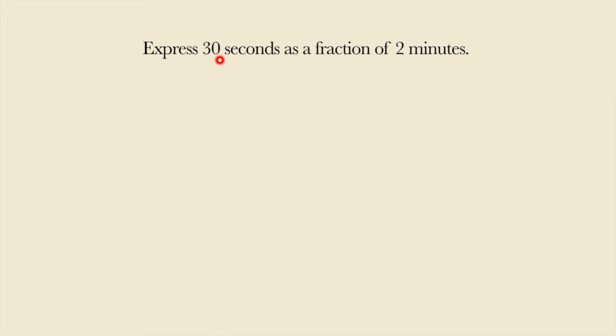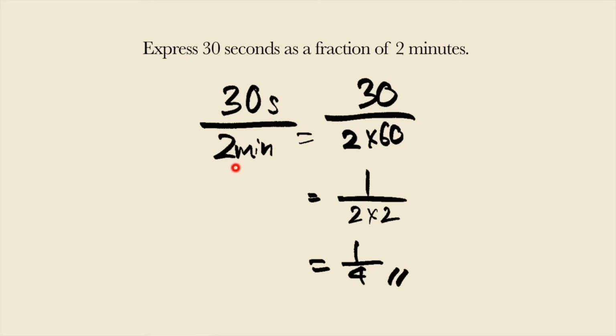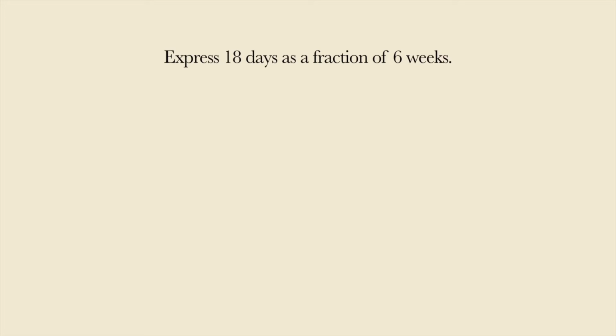Next, 30 seconds, we've got different units here. And the word "of" tells me 2 minutes is the denominator. So 30 seconds out of 2 minutes, convert both to seconds. So that's 2 times 60. Now again, I'm going to divide by 30, divide by 30. So that's 1 and 4. So it's 1/4.